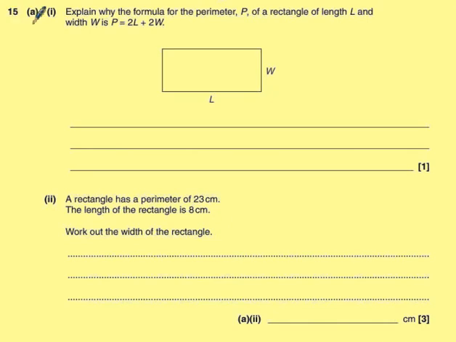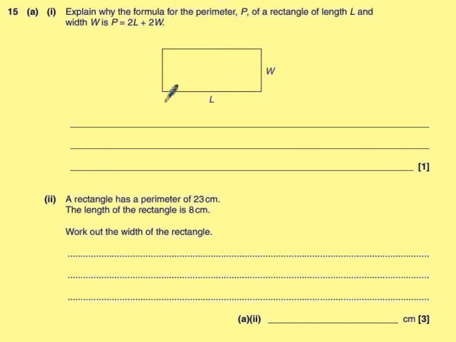Question 15, Part A. Part 1. Explain why the formula for the perimeter P of a rectangle of length L and width W is P equals 2L plus 2W. Now perimeter, I always think perimeter fence, which is all the way around the outside, the distance around the outside of a shape.